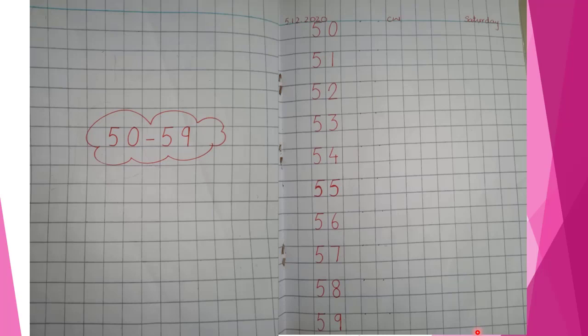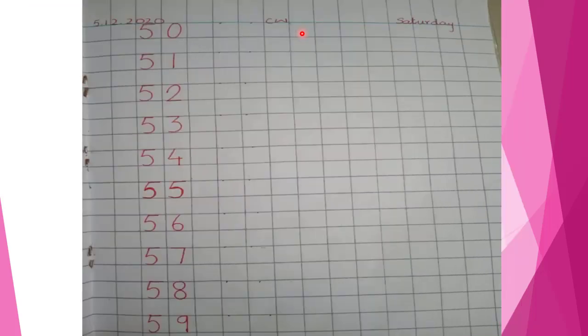You have to write the numbers from 50 to 59 and you will start 50 from the top line. From the top green line, we will start 50. Then 51, 52, 53, 54, 55, 56, 57, 58, and 59. Students, write neatly in your notebook.